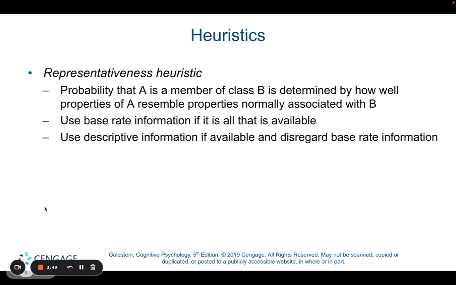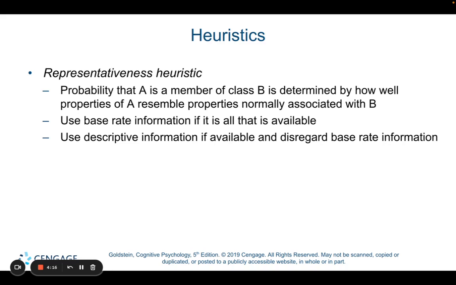The representativeness heuristic says that the probability of A being a member of class B is determined by how well the properties of A resemble what's normally associated with B. So we use the base rate of information if it's always available, and we use descriptive information if available and disregard the base rate information.